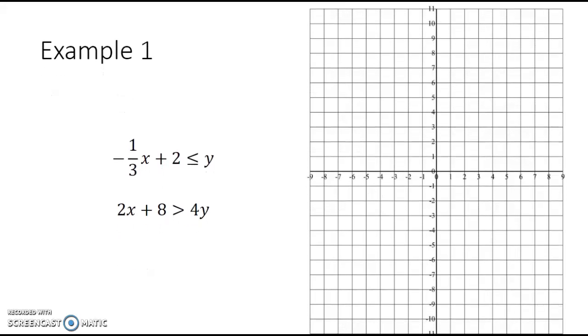So let's start with this system. We have negative 1/3 x plus 2 is less than or equal to y, and 2x plus 8 is greater than 4y. So let's start, we're going to graph our first inequality. Let's put our y-intercept. Let's use our slope to graph the rest of our function. I can see that my inequality symbol is less than or equal to, so I'm going to use a solid line.